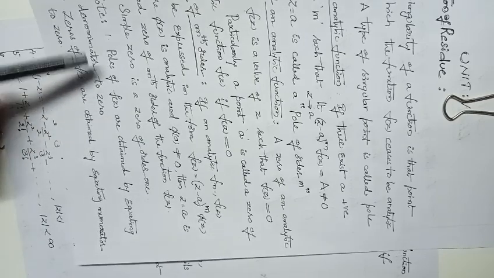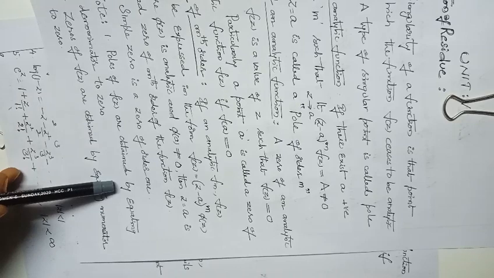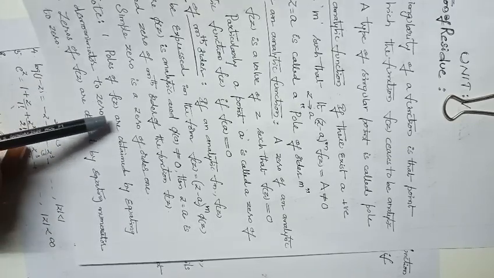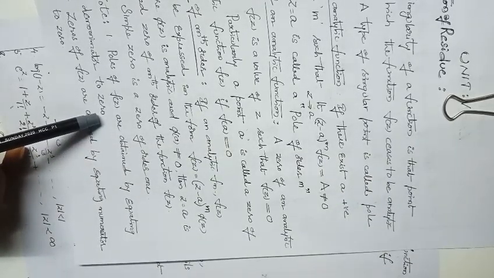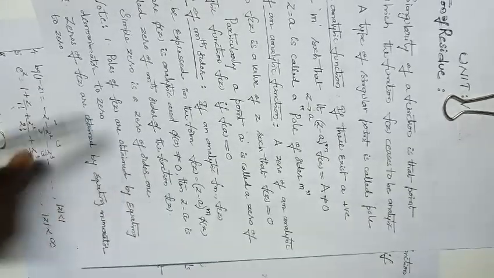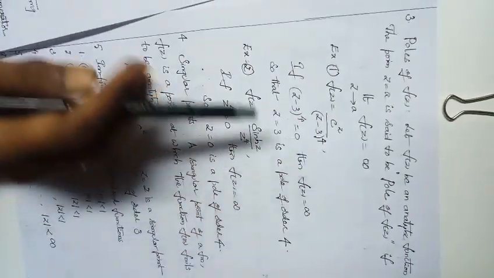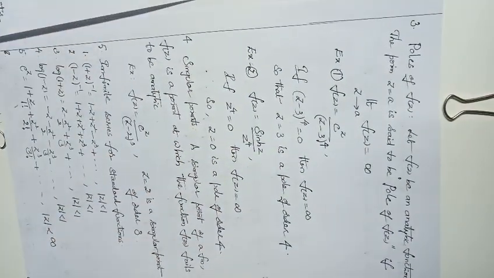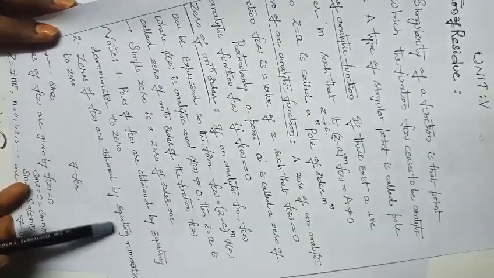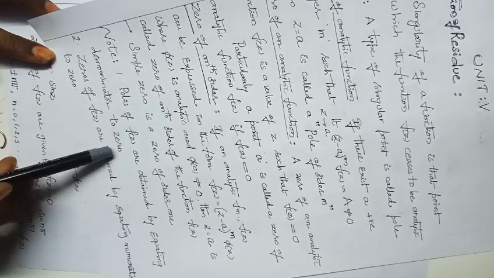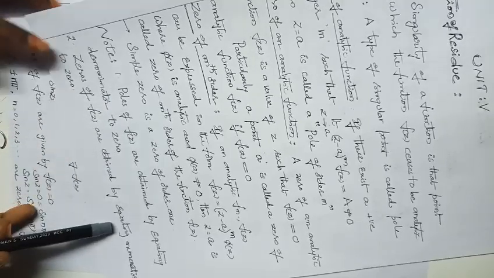Note point 1. Poles of f of z are obtained by equating the denominator to 0. Suppose the function is defined in numerator by denominator form. In this case, poles are obtained by equating the denominator to 0. Zeros of f of z are obtained by equating the numerator to 0. For poles, equate the denominator to 0. For zeros, equate the numerator to 0.